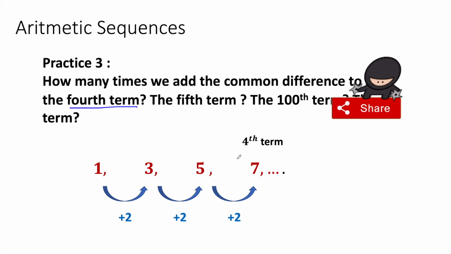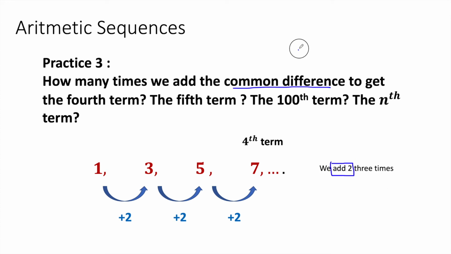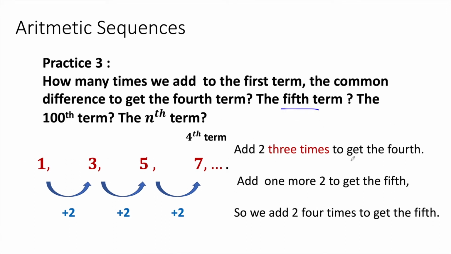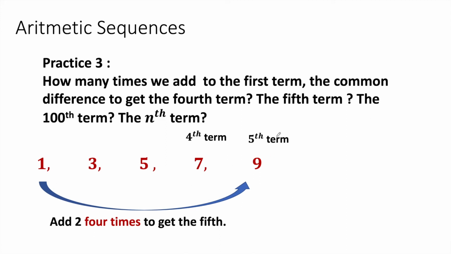Okay, the difference is 2 in this case. The fourth term is 7, so we add 2, 3 times to get to the fourth term. The common difference is 2, and we add it 3 times, as you can see. We add 1 more 2 to get to the fifth term. So in total, how many times do we add the 2? We add it 4 times to get to the fifth term.